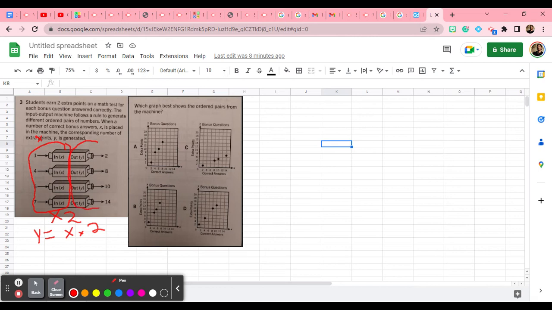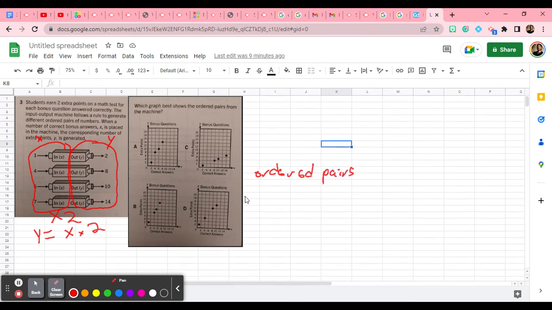So it doesn't matter if they're stacked on top of each other. The one on top would be our X. If they're left to right, the one on the left would be our X. So our ordered pairs look like this. Ordered pairs.